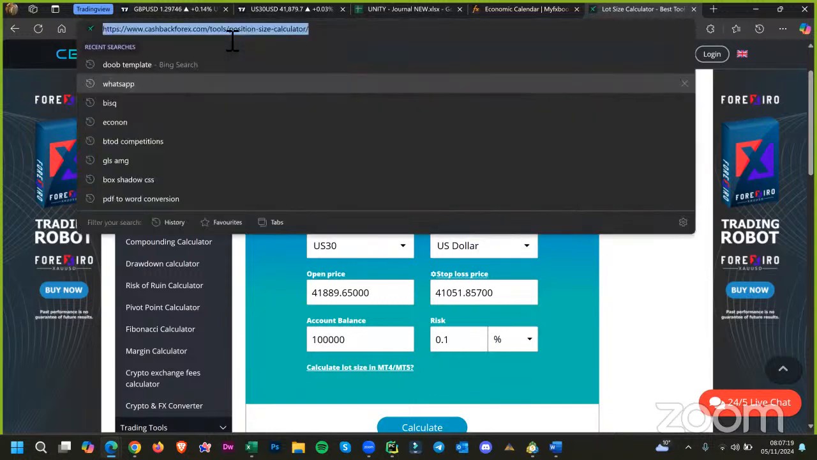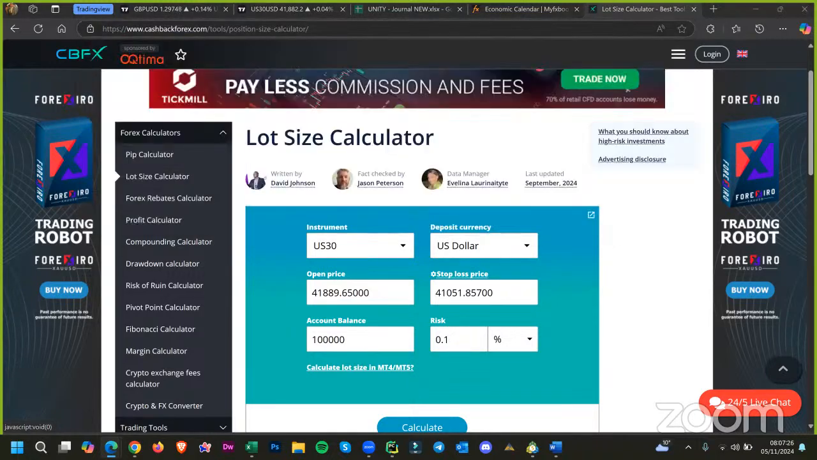So I'm going to pop this here. I'm going to put it in our spreadsheet, but I'm also going to put it in the chat for anybody who doesn't know how to get to this lot size calculator. I'm going to push it in the chat to everybody.